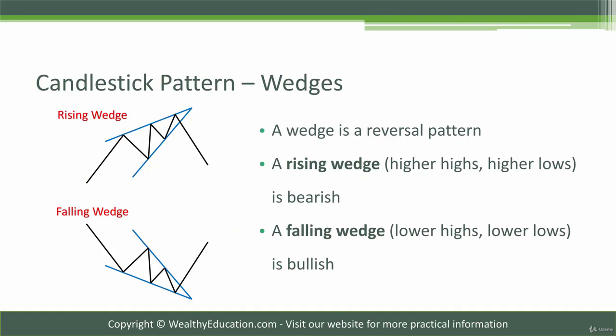A wedge is a reversal pattern. A rising wedge has higher highs and higher lows and is bearish. A falling wedge has lower highs and lower lows and is bullish.